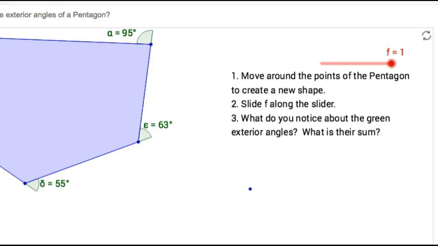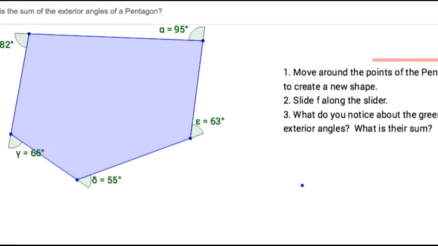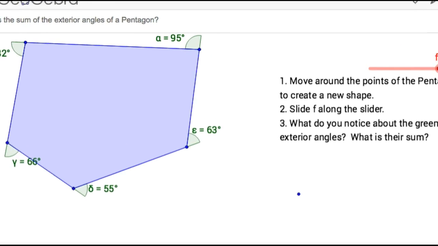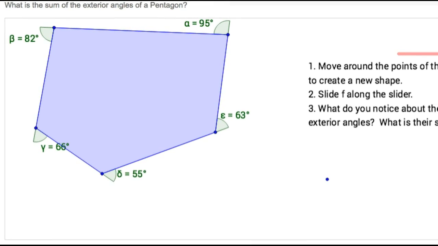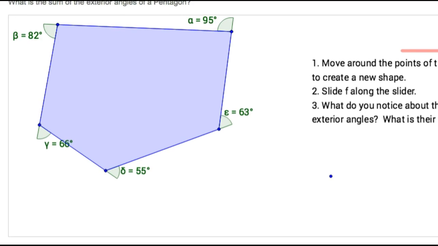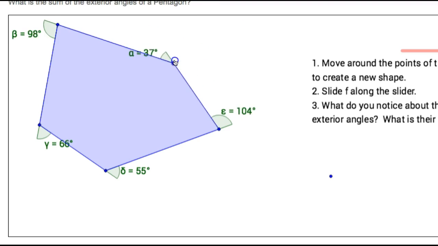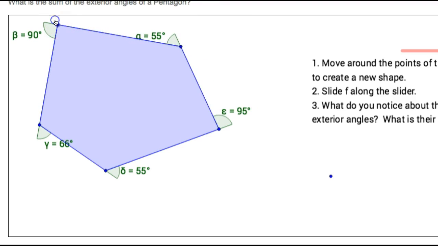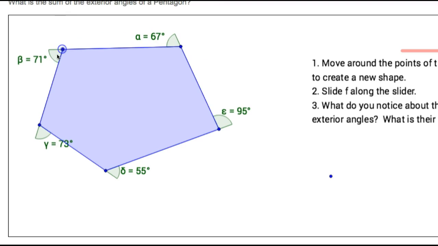Okay, so let's take it up a notch. Here's a pentagon. This one I can't quite fit on the screen, so you'll just have to be happy with the shape, not the slider. But again, this pentagon, I can change it to however I want to change it. Again, the green angles are exterior angles of the pentagon.